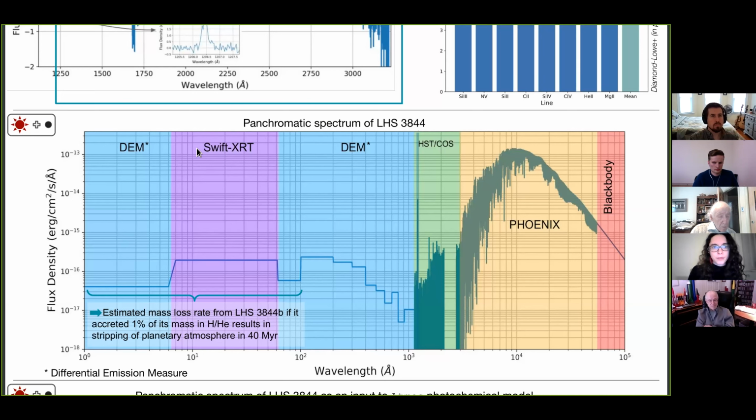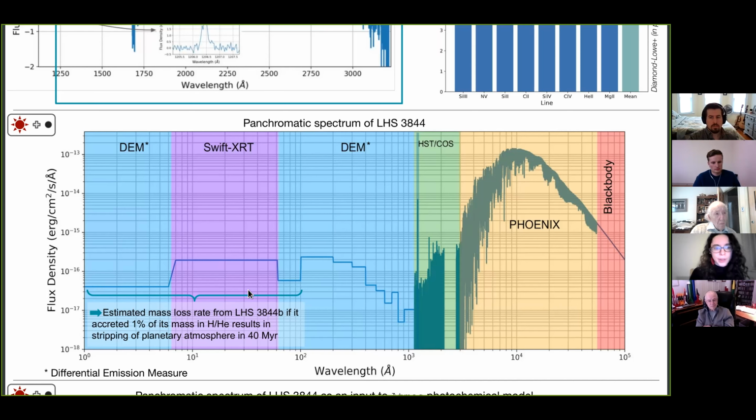This is from Professor Leah Corrales over at University of Michigan and her postdoc George King. They looked at LHS 3844 with Swift XRT and were not able to detect it. So this is an upper limit. We then use this technique called a differential emission measure function, which I'm not going to get into because it's a little complicated. If you want to ask me about it, you can, but I'm sort of running low on time.